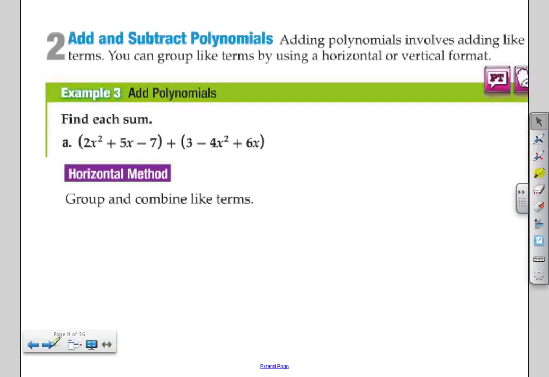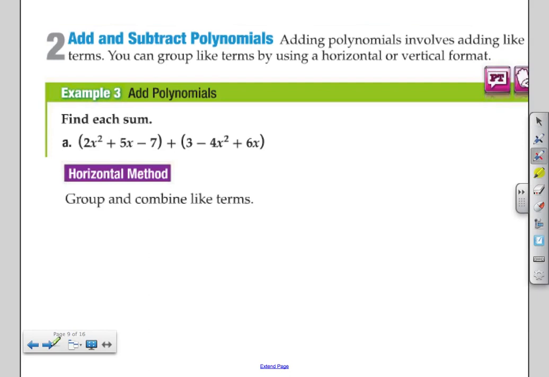All right. And I think this is the last thing. We're going to learn how to add and subtract these polynomials when we have groups of them. So first, let's start with adding polynomials. There are 2 methods. You can use a horizontal method or a vertical method. We're going to start with a horizontal method.